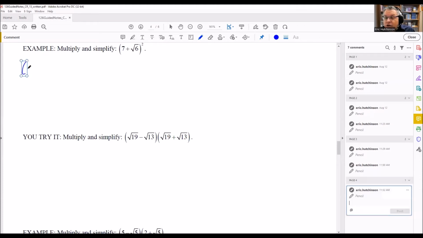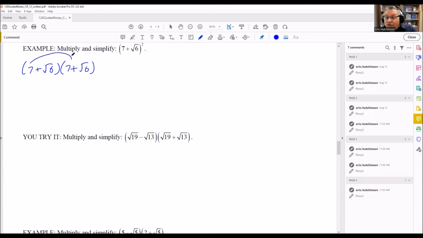Instead, what you want to do is write it out like this. We're going to do 7 plus square root of 6, times 7 plus square root of 6. So there's two of them together. Square means we multiply two of them together. So we have one here, and we have an identical one here. That's what square means. If you've got 7 squared, for instance, you would do 7 times 7. Same thing here. If you have a 2 up here on top, then whatever is inside the parentheses, you're just going to multiply that by itself. So that's how you want to change the square and write it out like this.